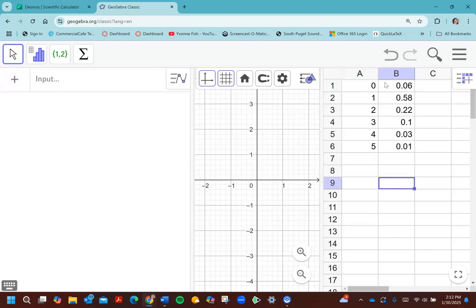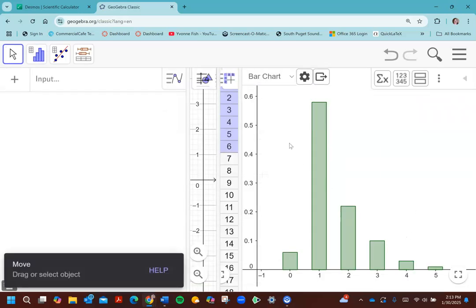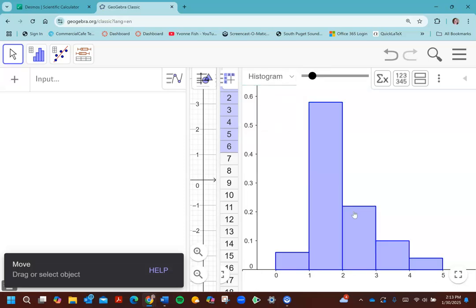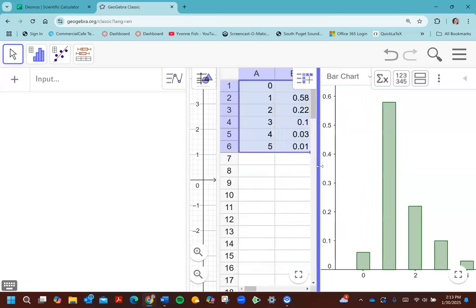And I put my table in. Remember, this is still one variable statistics. I'm not doing correlation like you may have done in a different section. This is just the same as finding a mean of a frequency distribution. So I click my little histogram icon and hit one variable analysis. I can look at a histogram and see the layout. I could also do a bar chart, which is often used for probability distributions, just skinnier.